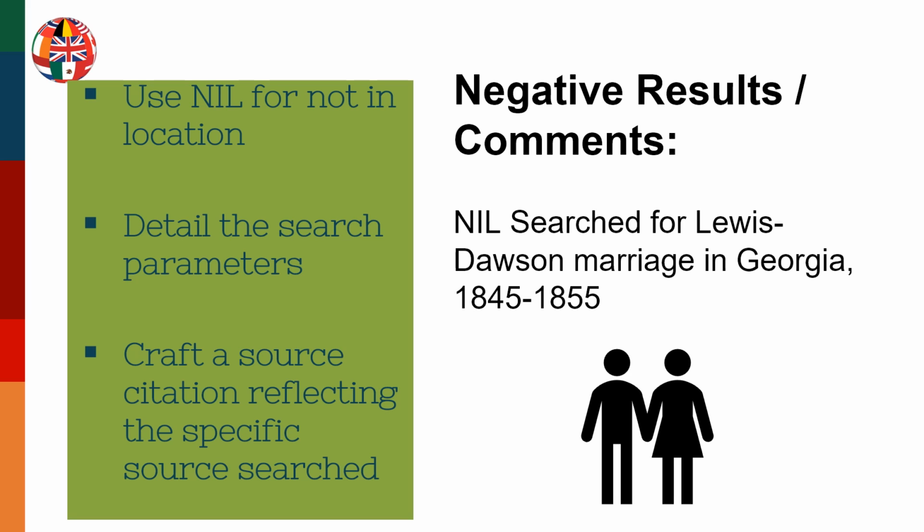Now let's say that I am writing my report and I want to show reasonably exhaustive research, that I have searched all of a particular record collection and had no results. Then I would simply state that, and then I would cite my searches using the source citation reflecting that negative search.